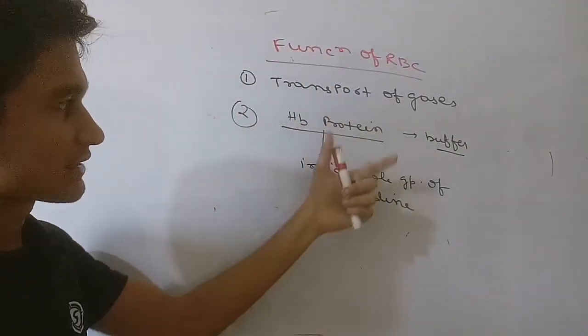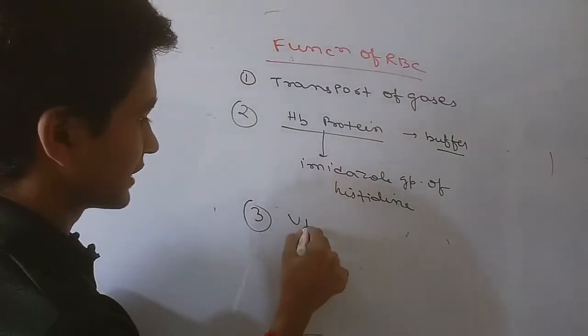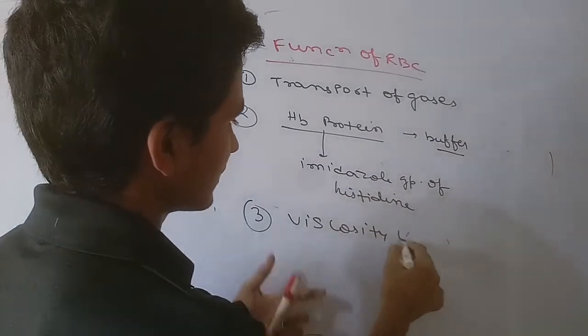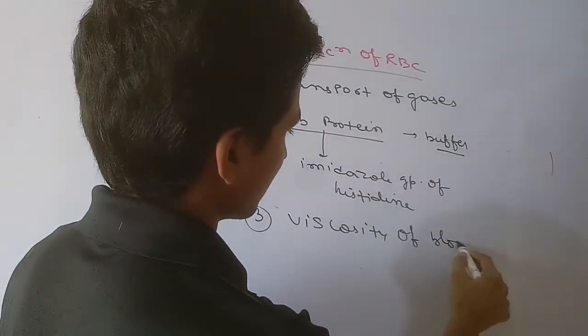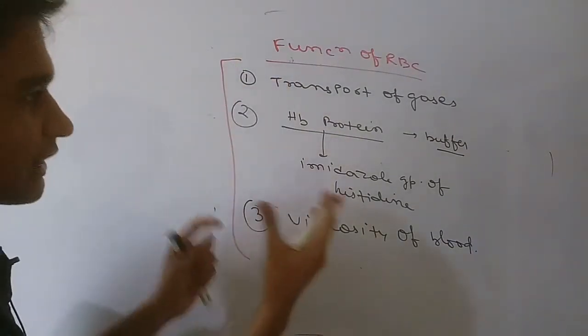So first is the transport of gases, the second is the hemoglobin protein, which has a role in buffering, and the third is maintaining the viscosity of blood. RBC is maintaining the viscosity of blood. Clear? Now these are the three basic functions of the RBC.